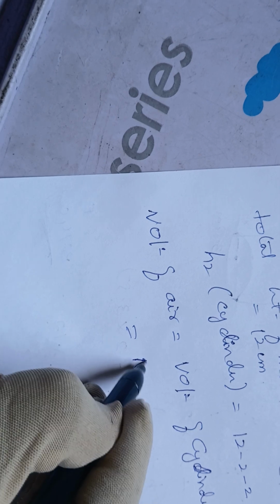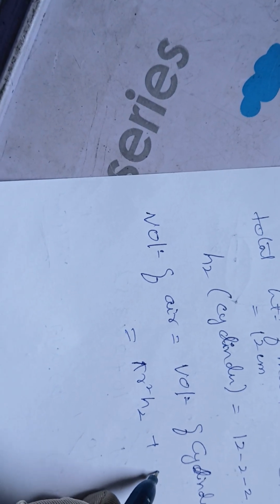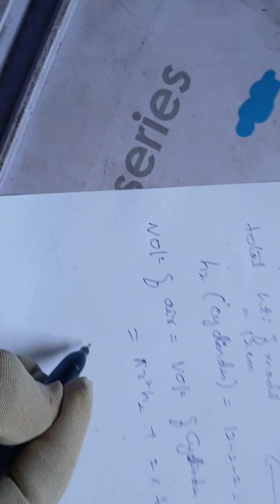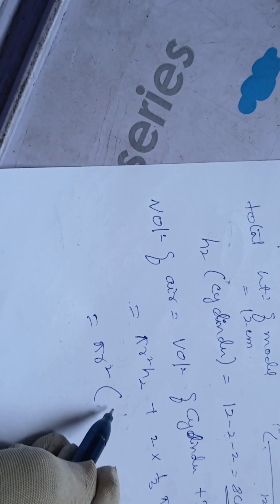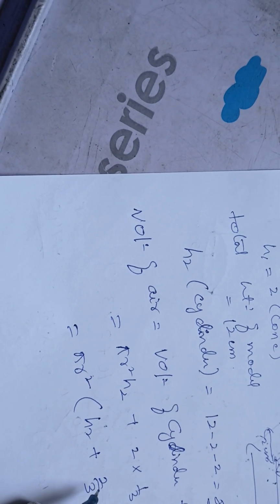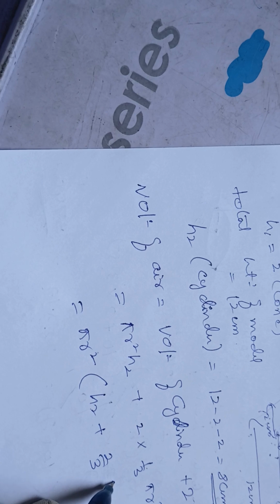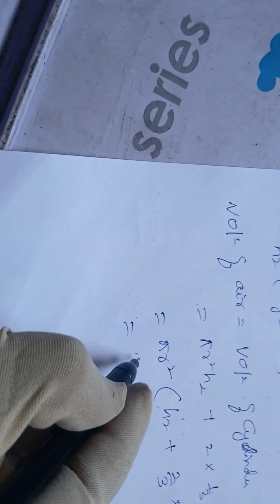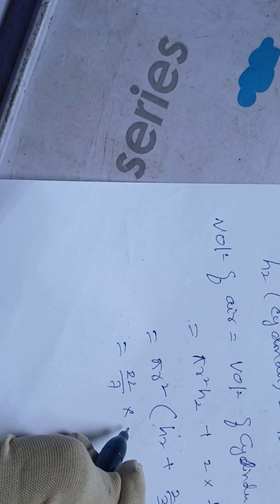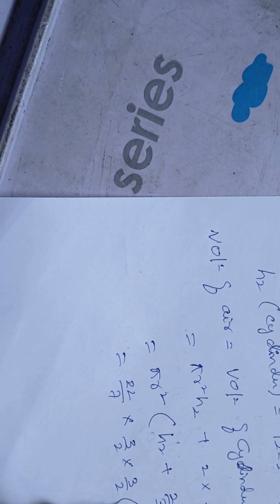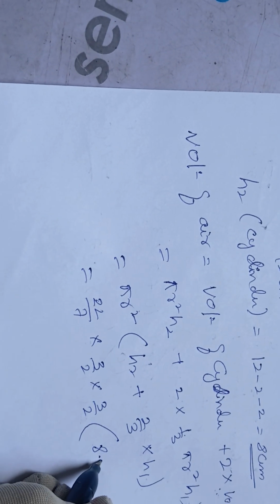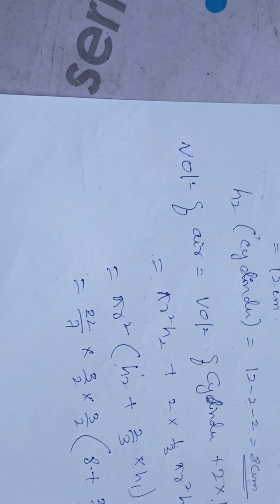So the volume of a cylinder is pi r square H2, plus 2 into 1 by 3, since the volume of a cone is 1 by 3 pi r square H. If we take pi r square common, we get H2 plus 2 by 3 into H1, the cone height. Now we substitute the values: 22 by 7 into R, which is 3 by 2, squared, into H2, which is 8, plus 2 by 3 into 2.